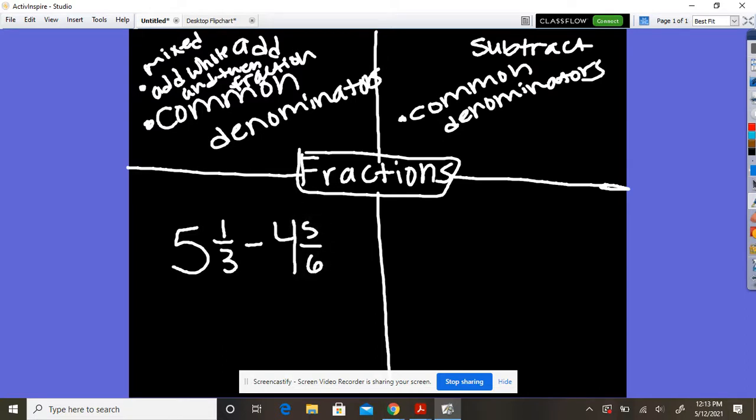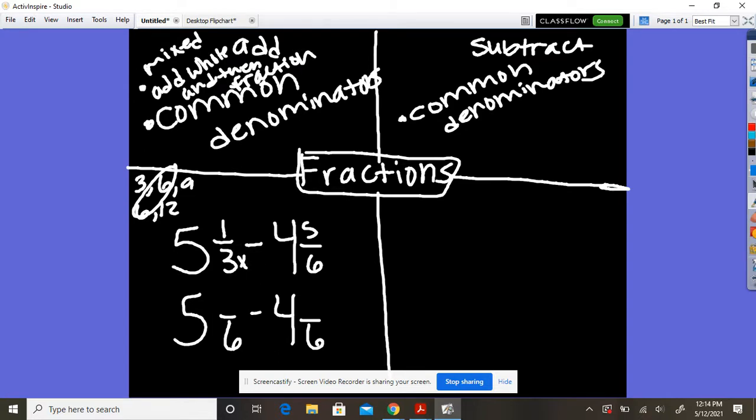So for example, let's say I have 5 1/3 minus 4 5/6. My first step would be to find common denominators. So I'm going to list my multiples. 3, 6, 9, 12. And if you can figure out in your head that 6 is going to be the LCD, then by all means, just go ahead and put 6. But double check to make sure that is the LCD. So I'm going to bring down my whole numbers. And now I'm going to convert this 1/3 to be into 6. So I ask myself, 3 times what gives me 6? 3 times 2. So also multiply the top by 2. 1 times 2 is 2. 6 times what gives me 6? 6 times 1. So this one just stays the same.